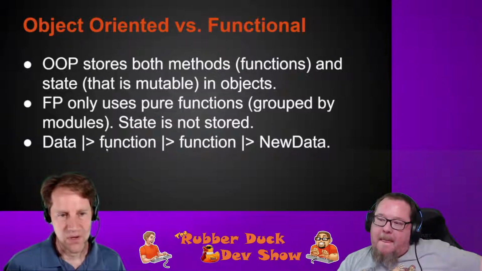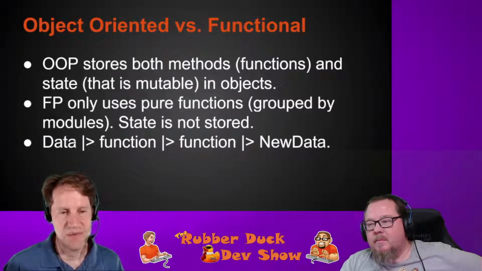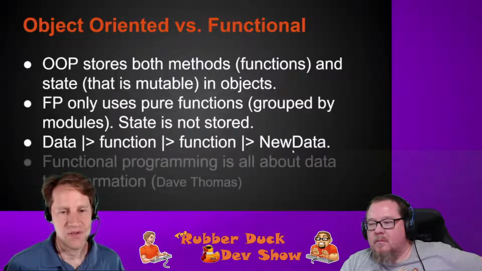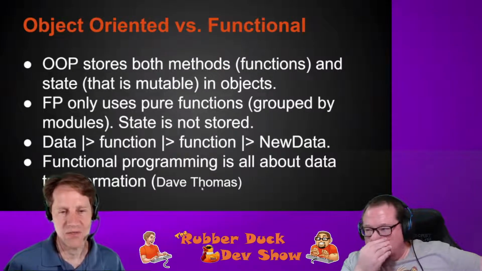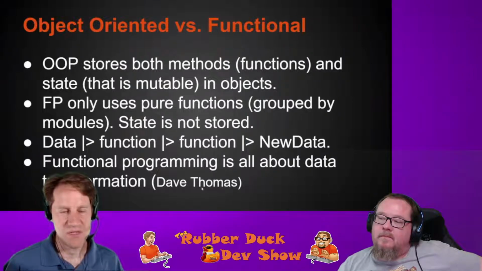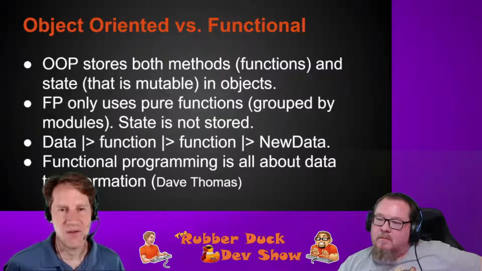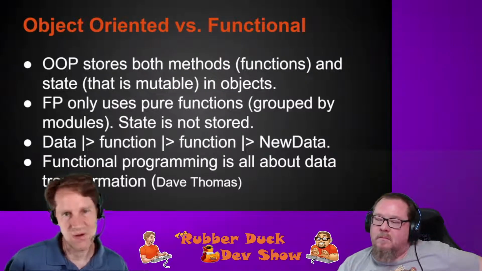So in terms of just using pure functions, basically you just have an input that goes into a function, then gets passed to another function, and then leads to new data coming out. And there's a comment by Dave Thomas that says functional programming is all about data transformation. So basically you just have pure functions that take data in and spit data out, and there's just a pipeline of functions that bring data where it needs to go.